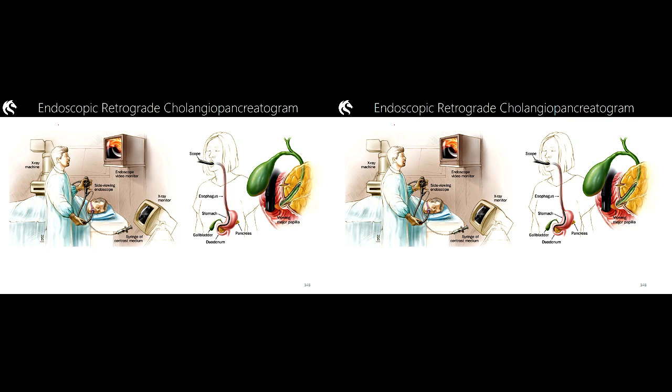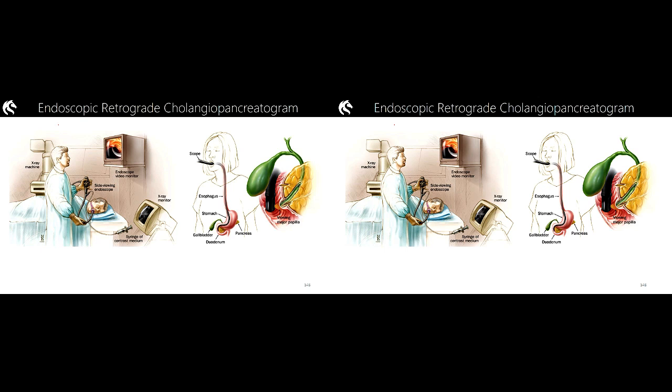Now, a person shows up, they have got a stone that's been ejected out of their gallbladder, and now it's gone down into their common bile duct and caused blockage. The patient is going to have an ERCP, an endoscopic retrograde cholangiopancreatogram.